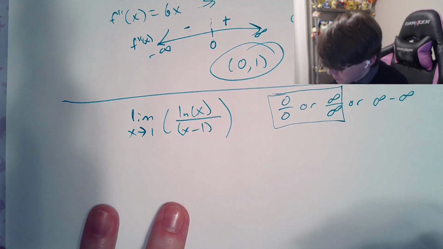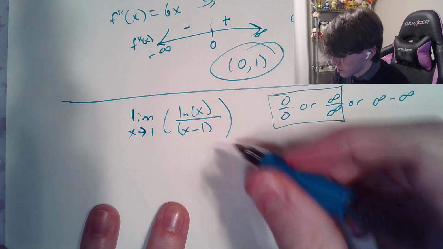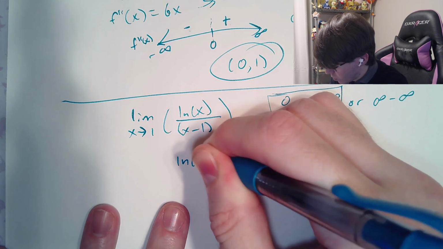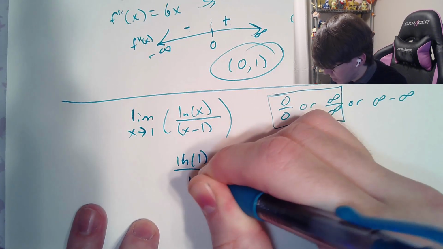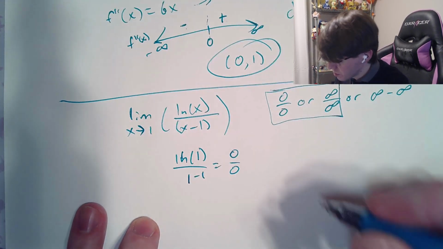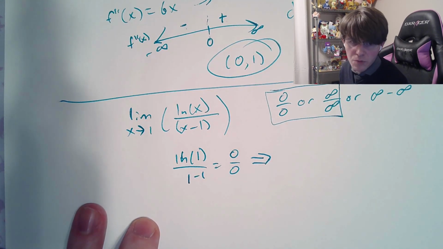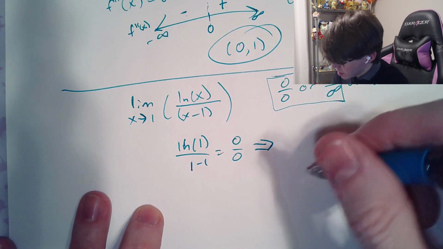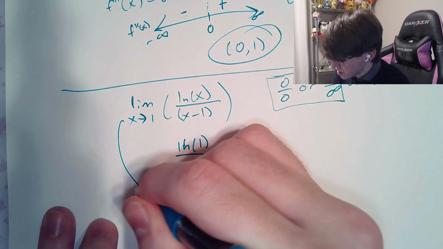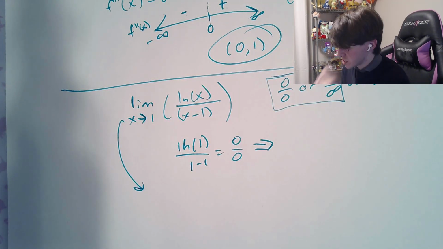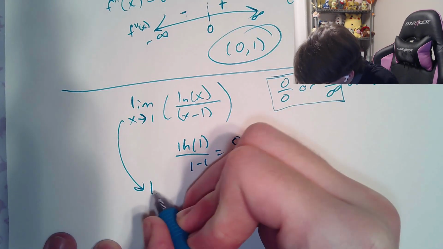So the first thing you have to do for any of these problems is show that you have 0 over 0. So you have the ln of 1 divided by 1 minus 1, which is 0 over 0, which implies I can use L'Hopital's rule. L'Hopital's rule says that this original limit is now equal to the limit with the derivatives separately, not the quotient rule. So you're not doing the quotient rule, you're doing separate derivatives.